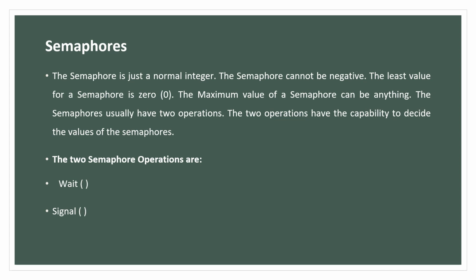Semaphore. A semaphore is just a normal integer value. A semaphore cannot be negative; its least value is 0. The maximum value of a semaphore can be anything. A semaphore is usually accessed through two operations, which decide the values of the semaphore. The two operations are wait and signal.